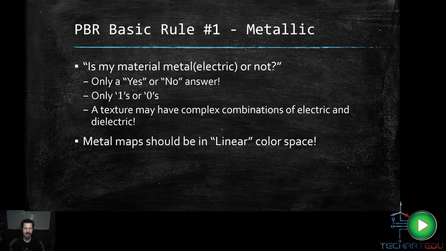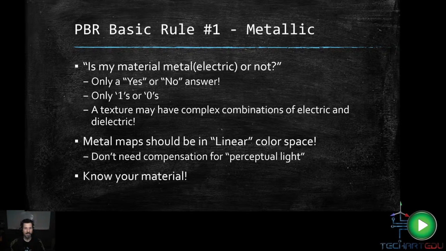Now, we mentioned this a couple weeks ago about linear color space: because the metal map is really just a mask, and it's really ones or zeros, it should be in linear color space. If it's not, you could end up with some very nutty looking results. So once again, know your material. If you have an object that's metal but it's painted, is the paint you're looking at itself metal? No, it's actually some kind of plastic or some kind of polymer.